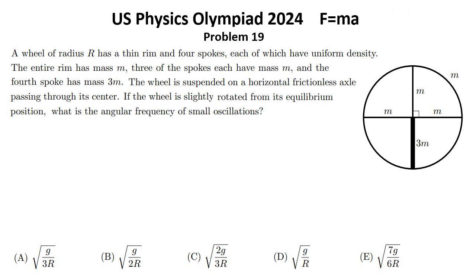If the wheel is slightly rotated from its equilibrium position, what is the angular frequency of small oscillations?